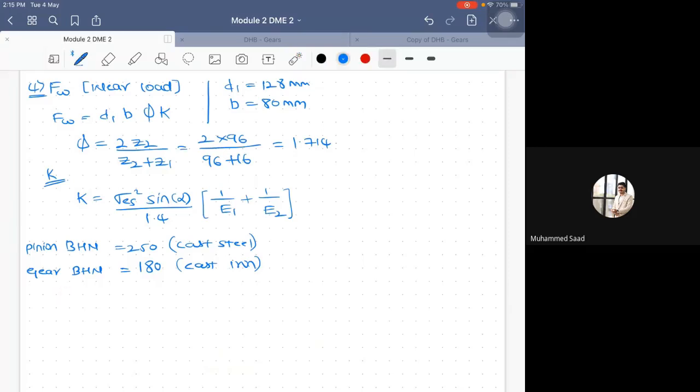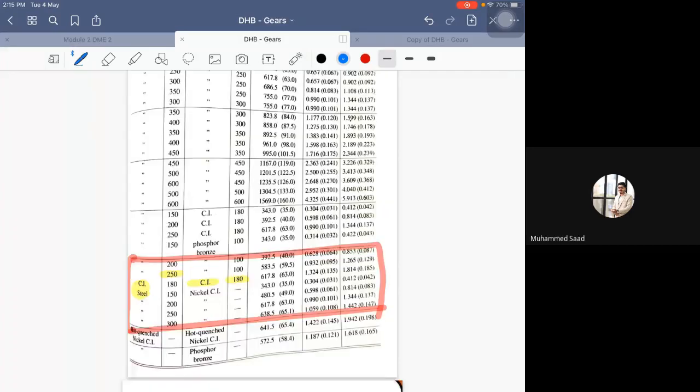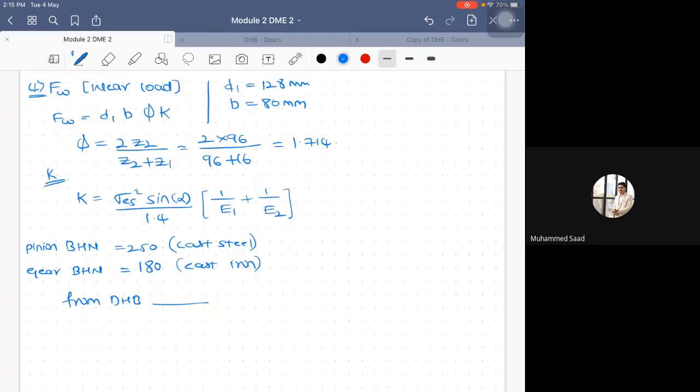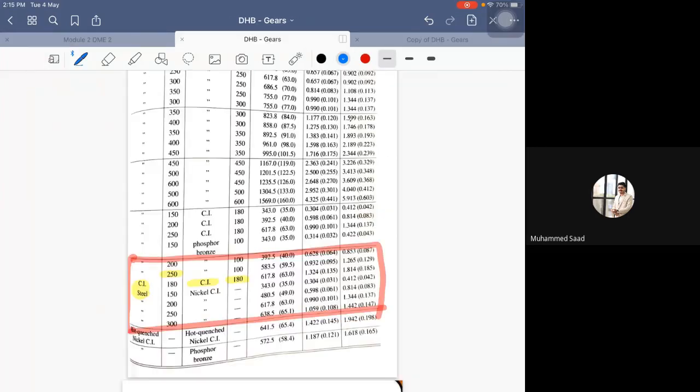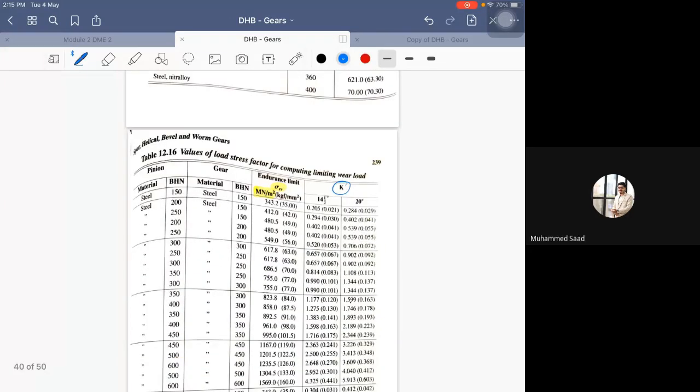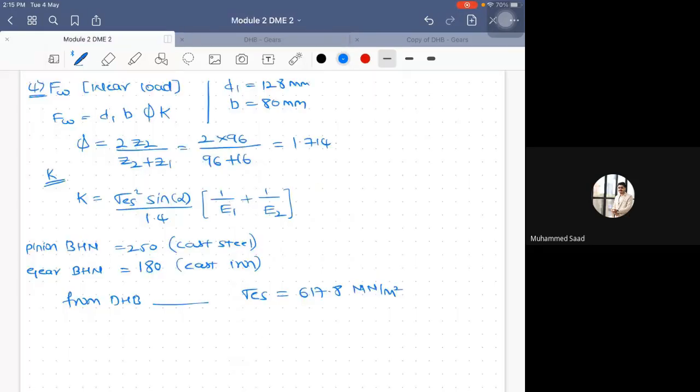So from the data handbook, I would write the table number. We'll write it now, or I will forget the value again. It is 617.8. So sigma es, you have taken as 617.8. The unit is mega Newton per meter square, which is nothing but megapascal. So just write the table number too, it would be helpful for you. What is the table number? 12.16, page 239. So I have taken this particular data from 12.16, page 239. So I have taken the value of sigma es. So sigma es is now known.